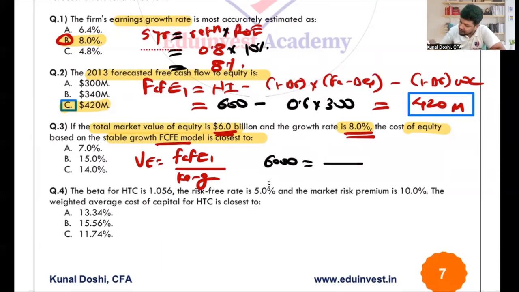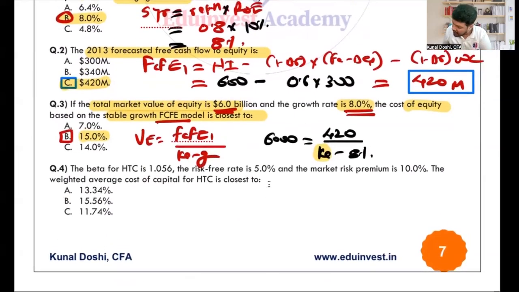I have the next year FCFE already forecasted from the top, 420 million over KE minus growth rate. Basically, you are looking for implied KE, right? So you can find out that, of course, the KE has to be greater than 8. So it has to be either 15 or 14. You can do trial and error. 15 minus 8 is 7%. So 420 divided by 7%, I get 6,000 directly in the first go itself. If not, you can go for the next one, right? So KE, you can do trial and error. Clear? Easy? Got it?